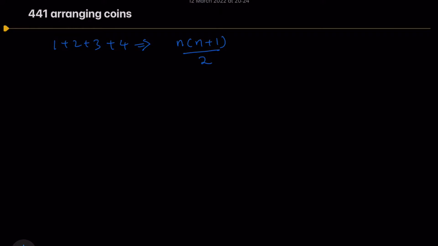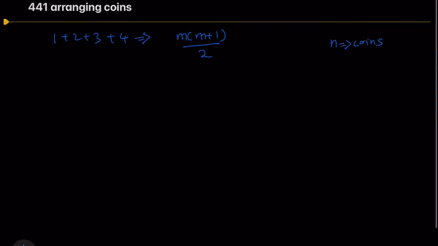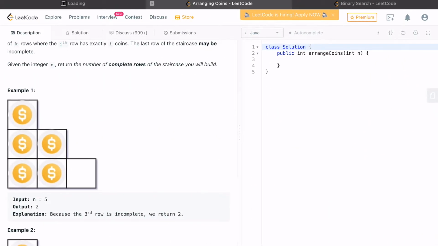So we are given this value of n, which is the number of coins. So we have to find this m, where m is the number of rows that will form this n number of coins. So we are given this n and we have to find this m. m may not form an exact value because this last row may not be complete.